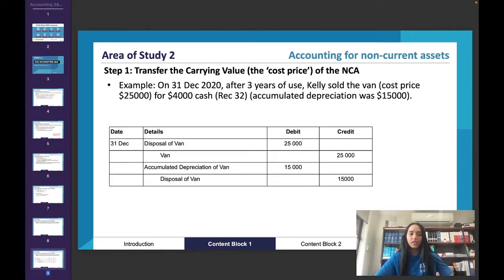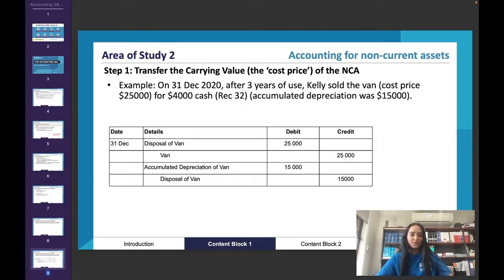And then to transfer the accumulated depreciation amount, we debit accumulated depreciation of van, or decrease accumulated depreciation of van, by $15,000, and we credit disposal of van to decrease disposal of van by $15,000. So we transfer the cost price and we transfer the accumulated depreciation, which in essence is transferring the carrying value, because everyone knows cost price minus accumulated depreciation is the carrying value of a non-current asset.